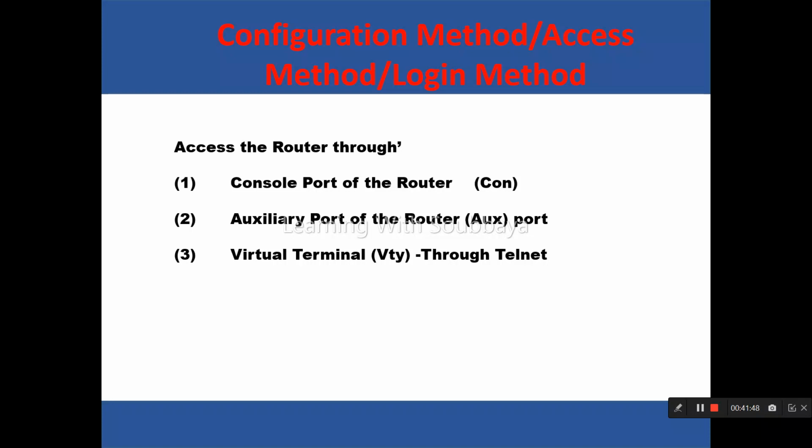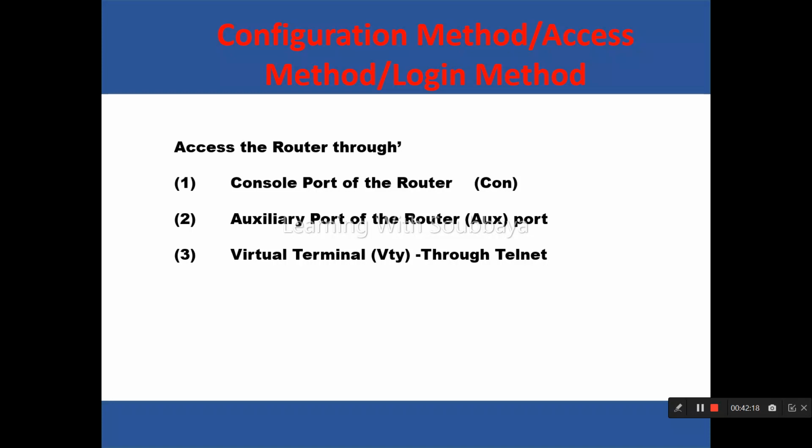So we discussed the console port and auxiliary port, right? When we have to use the console port, when we have to use the auxiliary port, and when we have to go for virtual terminal, we'll discuss. To configure the router or to log into the router, three methods are available. Through console I can log in, through auxiliary I can log in, through virtual terminal I can log in. The difference is, okay, console configuration.